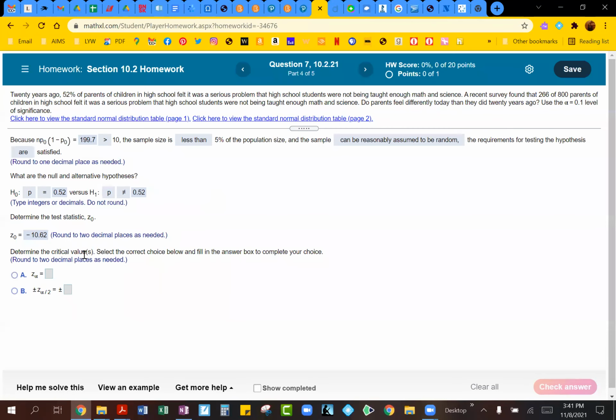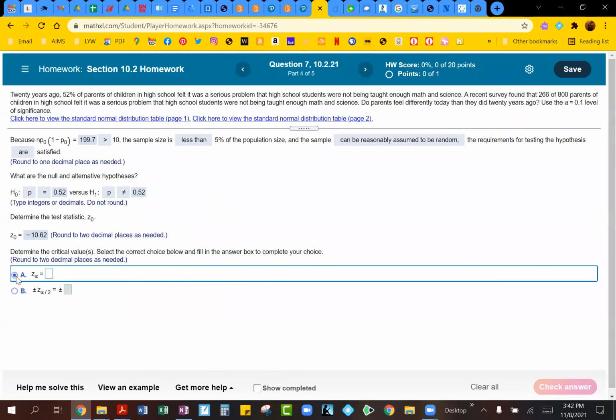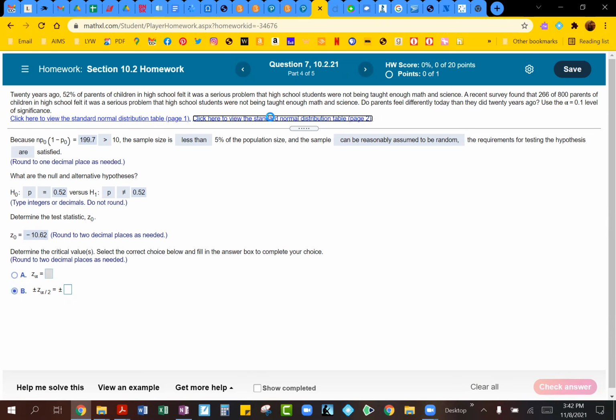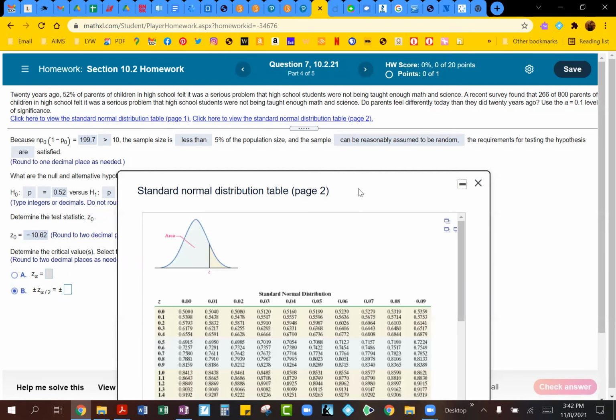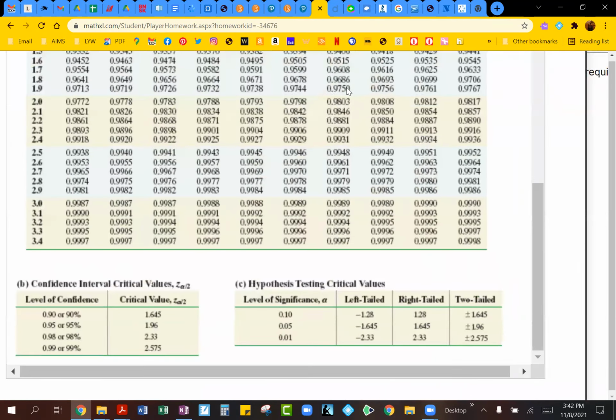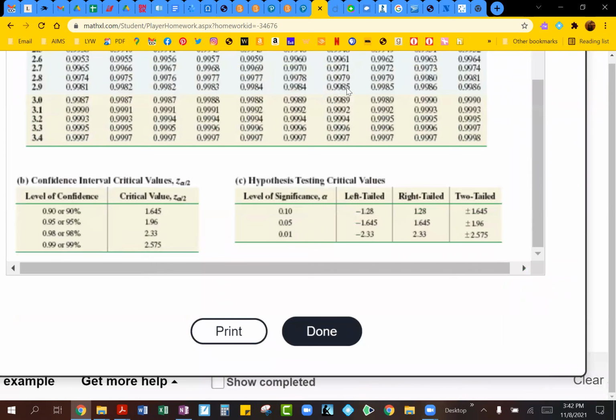So let's do the test statistic part. This is where we actually need to enter our test statistics. If you had a left-tailed or right-tailed test, guys, you would pick option A with the Z sub alpha. Since we have a two-tailed hypothesis test, you are going with option B with the plus or minus Z alpha sub 2. This is where you want to click on this little standard normal distribution table and scroll all the way down. And you will see the critical values for our hypothesis testing over here.